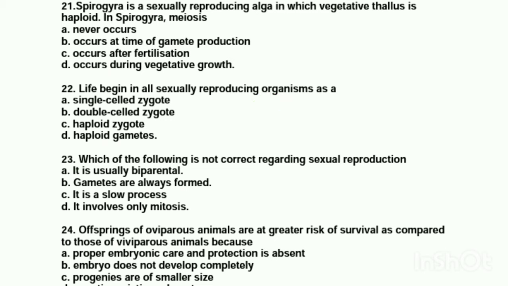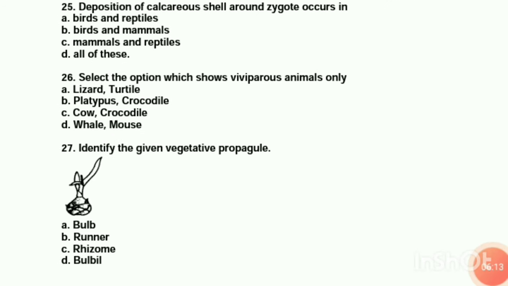Which of the following is not correct regarding sexual reproduction? It is usually biparental. Offspring of oviparous animals are at greater risk of survival as compared to those of viviparous animals because proper embryonic care and protection is absent. Deposition of calcareous shell around zygote occurs in birds and reptiles.